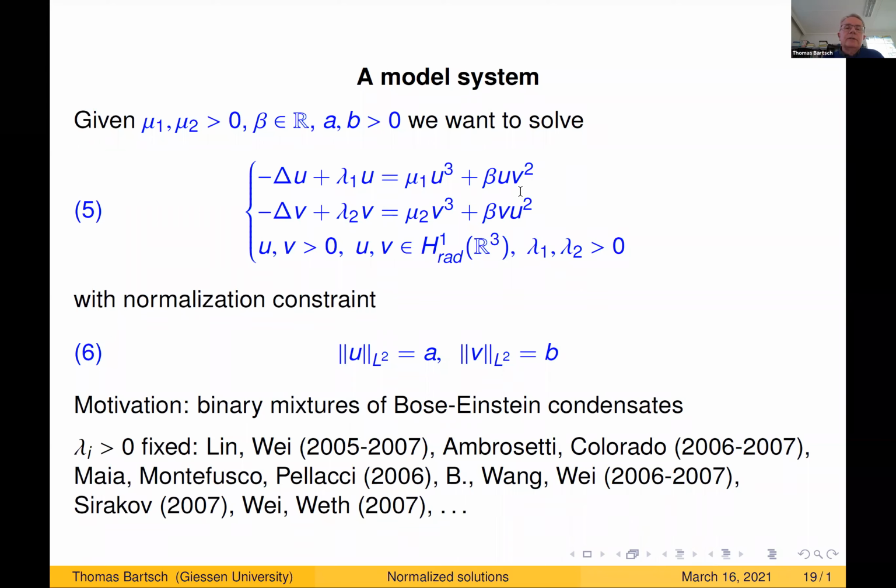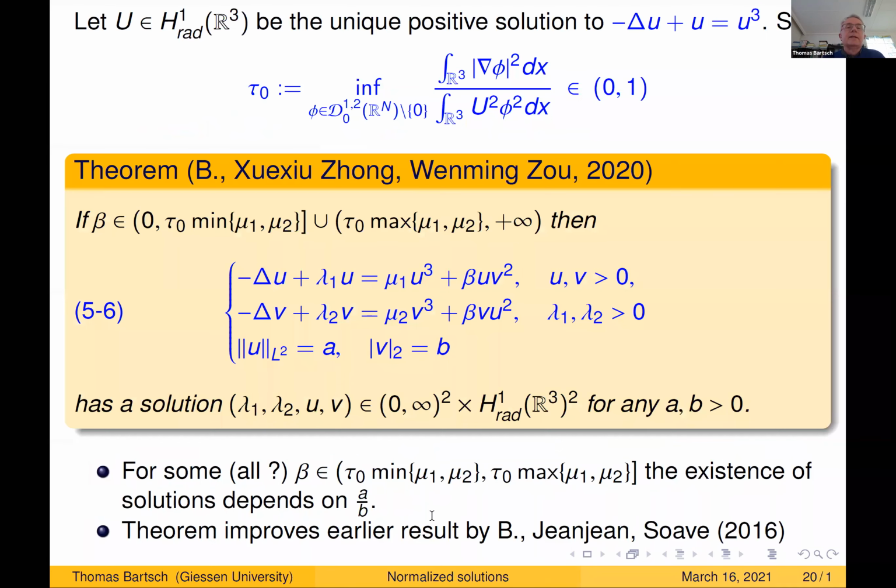So without the L2 constraint, but with the lambda i being fixed, you see here a number of papers starting in 2005. And I stopped with papers appearing after 2007, because then there is an explosion of such papers. So I can imagine that a number of people in the audience have worked on the system. So please don't be angry with me. I just stopped here at 2007. So now we are interested in the L2 normalized solutions. And then this system has been considered only more recently.